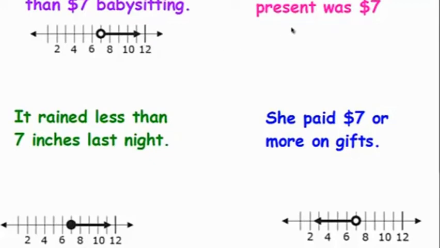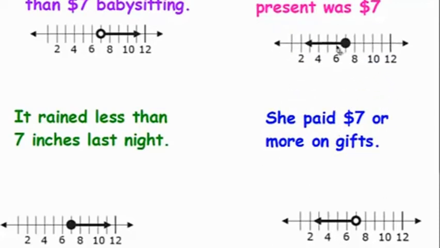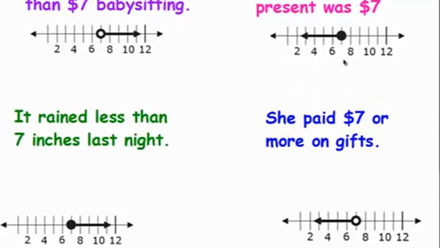Let's go to the pink one. The most spent on a present was $7. This is the correct graph for that problem. So $7 was spent, but there were several presents that were less than $7. The most spent on the present was 7.